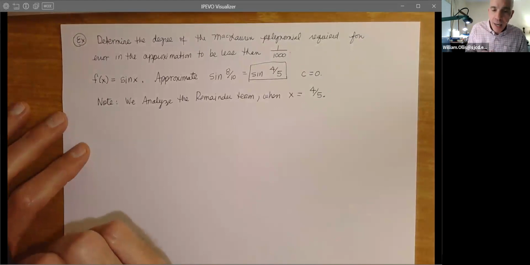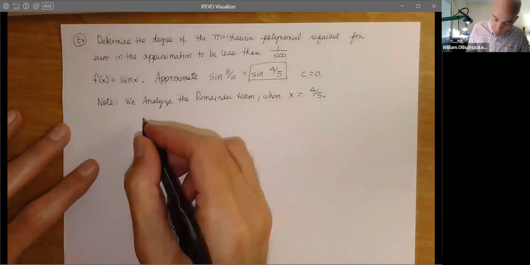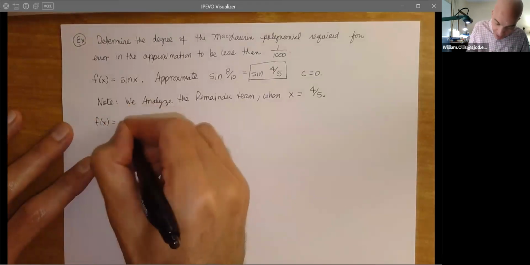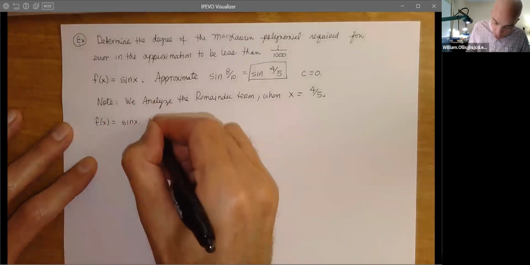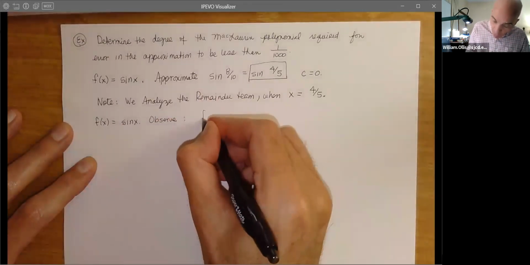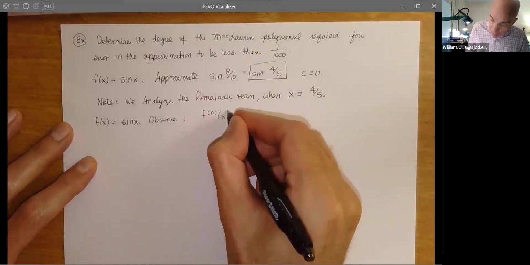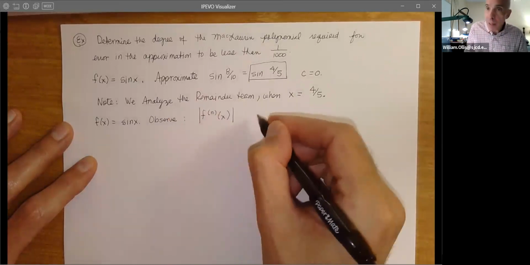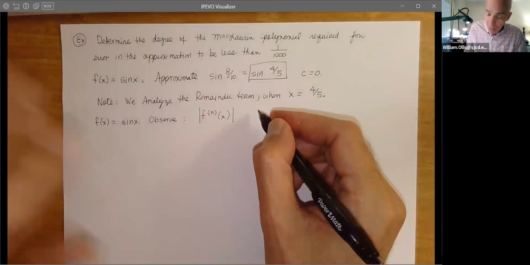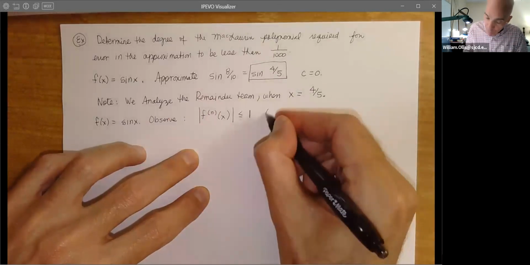So in this case, we use a very remarkable property about the sine function. So note, f of x equals sine x. We observe, which we've used many, many times already in this class, that all orders of derivatives of sine will be, again, just sines and cosines, pluses and minuses. This will always be bounded above by 1 because these are bounded functions.